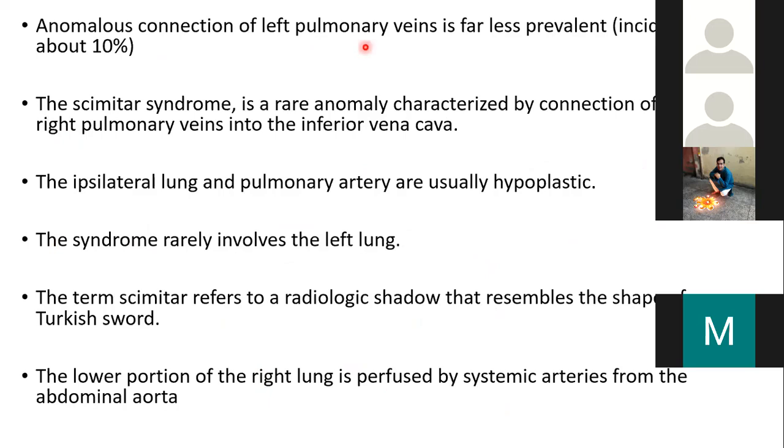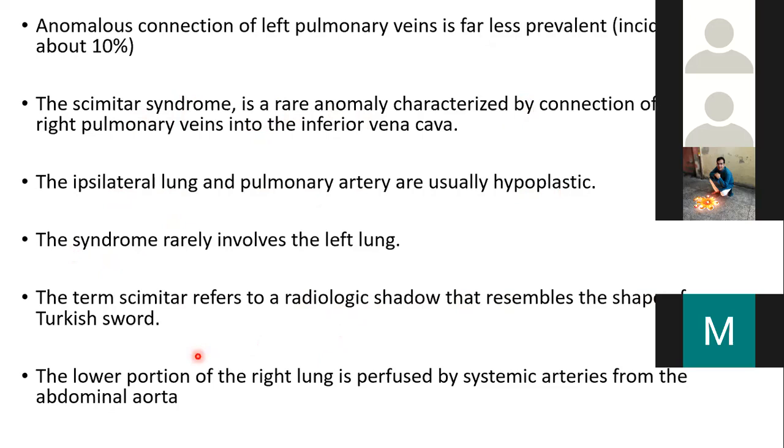The anomalous connection of pulmonary veins on the left is far less prevalent; the incidence is about 10%. There is a special syndrome called scimitar syndrome, in which the connection of all right pulmonary veins drains into the inferior vena cava. It is usually the right side of the lung which drains into the inferior vena cava, and the right lung and right pulmonary artery are usually hypoplastic. This syndrome rarely involves the left lung. The scimitar is a word describing the radiological resemblance to the shape of the Turkish sword. I'll show it next.